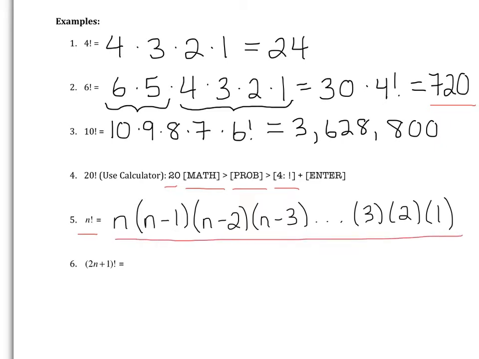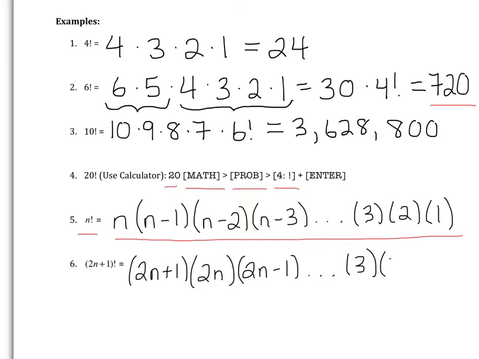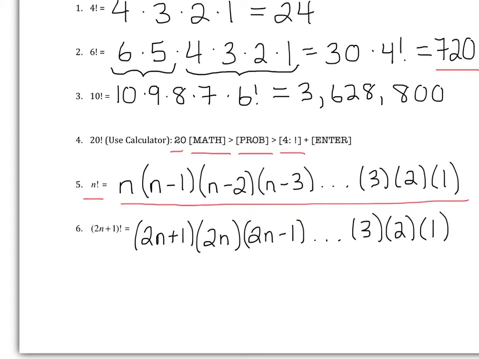All right, and if you look at number 6, a little bit more complicated, but exactly the same idea. 2n plus 1 factorial means take the number 2n plus 1 and then multiply it by the number 1 less than that, so that would be 2n plus 1 minus 1, so just 2n, and then the number 1 less than that, so 2n minus 1, and so on and so forth, again, until we're all the way down to times 3 times 2 times 1. Okay, pretty easy, right? All right, next page.